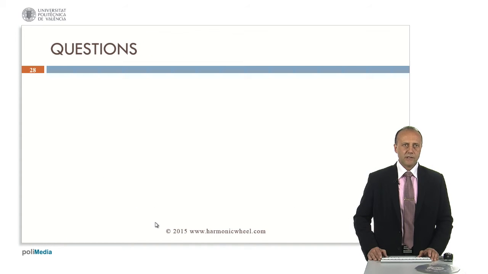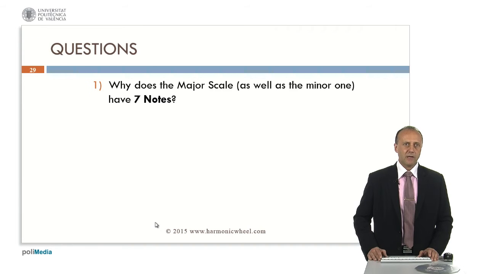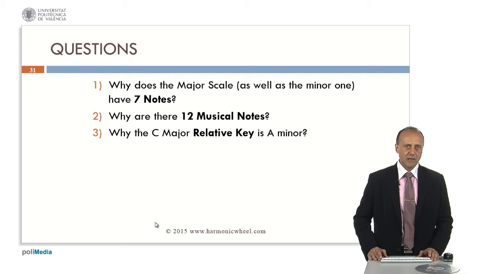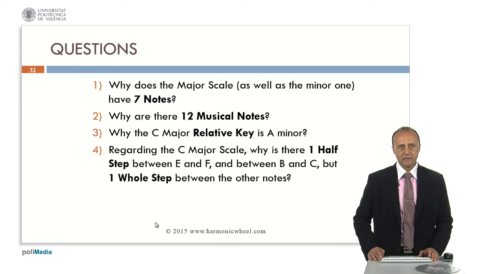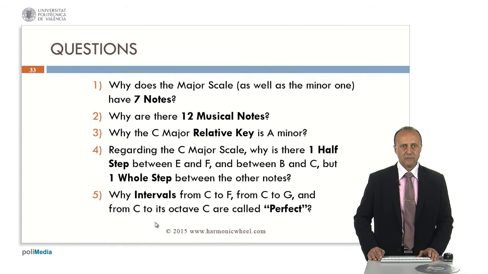Now I'm going to finish this presentation with some questions that are in fact doubts I had when I learned music. For example, why does the major scale have 7 notes, as well as the minor scale? Why are there 12 musical notes? Why is the C major relative key A minor? Regarding the C major scale, why is there one half step between E and F and between B and C, but one whole step between the other notes?